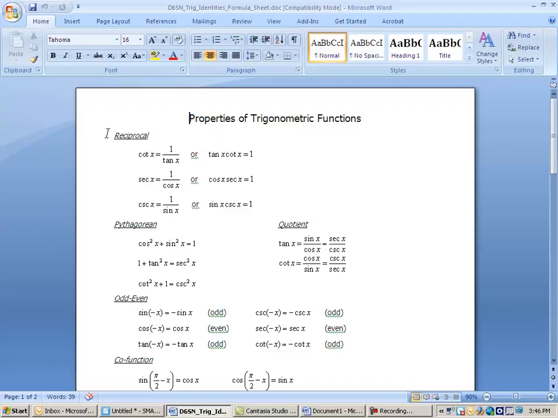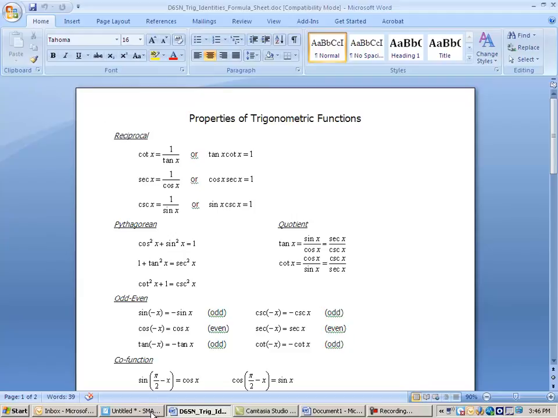The ones that I'm going to look at today are reciprocal, Pythagorean, and quotient. So this document right here, you can go ahead and save to your computer, or you can print it out and have it. I'll give you a copy tomorrow in class. We're only going to be using the top 3 of these today, but this is a 2-page document, and we're going to be investigating all of these equations and formulas. So go ahead and grab that.